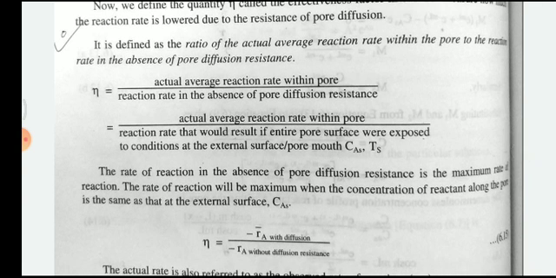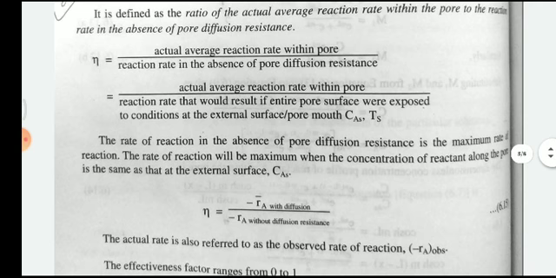So simply said, efficiency is equal to -RA bar with diffusion divided by -RA without diffusion resistance. Okay, so the rate of reaction in the absence of pore diffusion resistance is the maximum rate of the reaction. જ્યારે rate of reactions છે ક્યાં પોર ડિફ્યુઝન રેઝિસ્ટન્સના એબ્સન્સમાં હોય ત્યારે રિએક્શનનો જે રેટ હોય છે it should be very greater. Okay, so the reaction rate is very high.